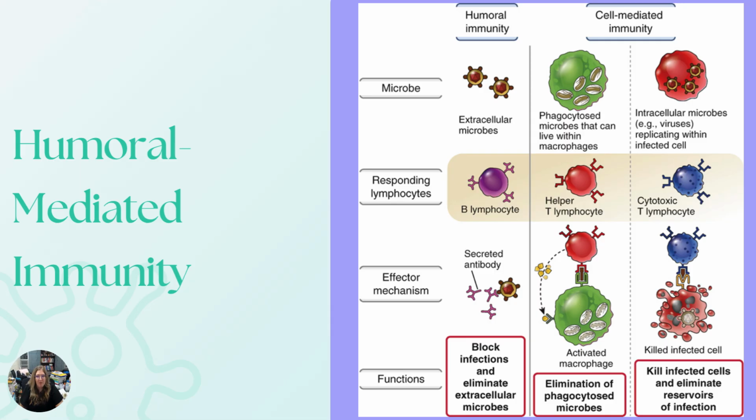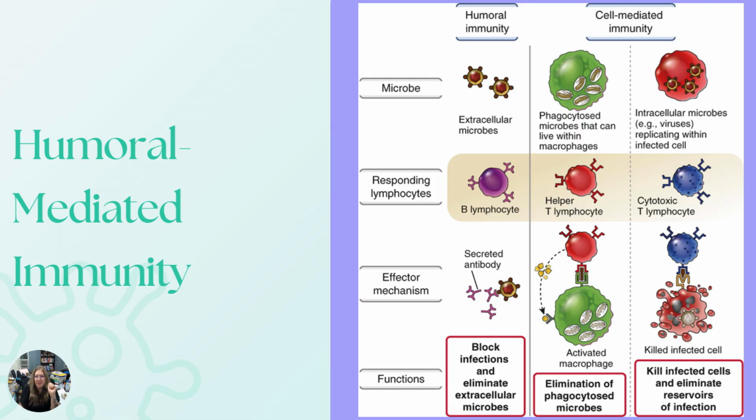A B cell recognizes the appropriate antigen and becomes activated and eventually differentiates into a plasma cell. Remember that plasma cell is going to start making baby antibodies, so it's going to start pooping out a large amount of antibodies.